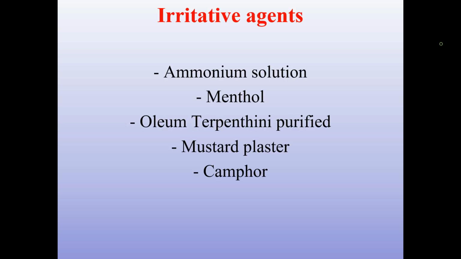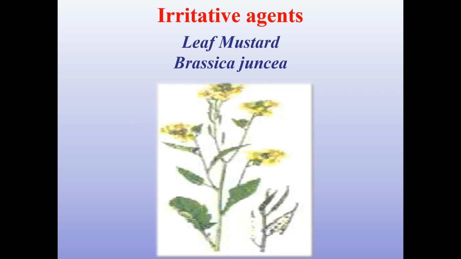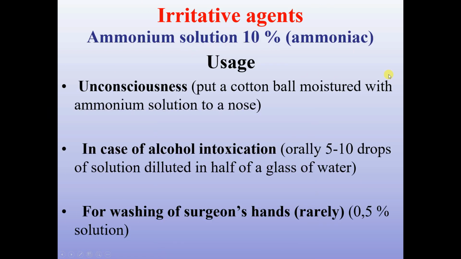And the last part of our lecture is irritative agents. Irritative agents are ammonium solution, menthol, Oleum Terebinthinae purified, mustard plaster, camphor. And here we can see leaf mustard in this picture. As an example, ammonium solution, 10% concentration. Usage: unconsciousness, put a cotton ball moistened with ammonium solution to the nose. In the case of alcohol intoxication, orally 5-10 drops of solution diluted in half a glass of water. For washing of surgeon's hands, rarely, 0.5% solution.